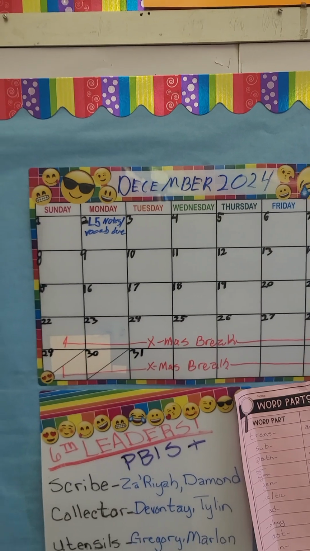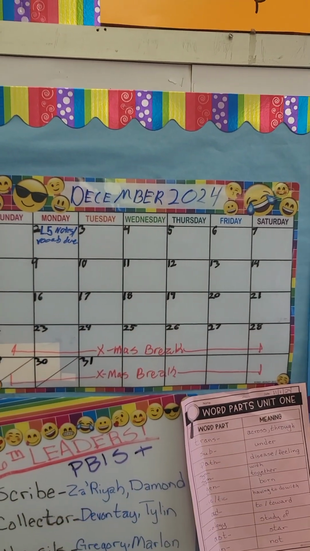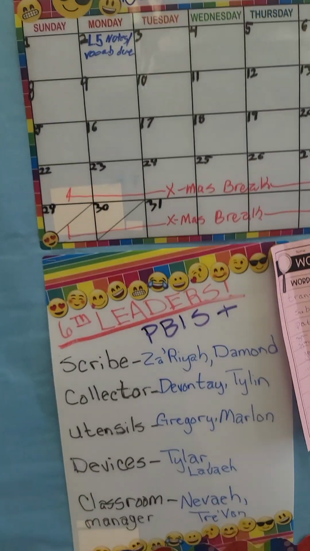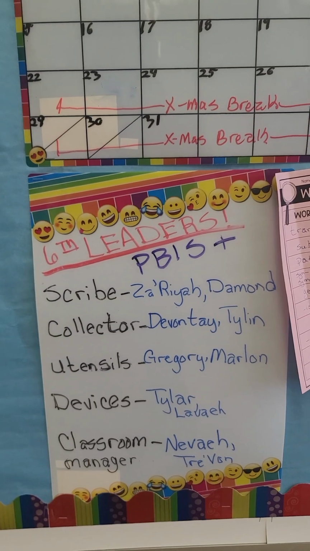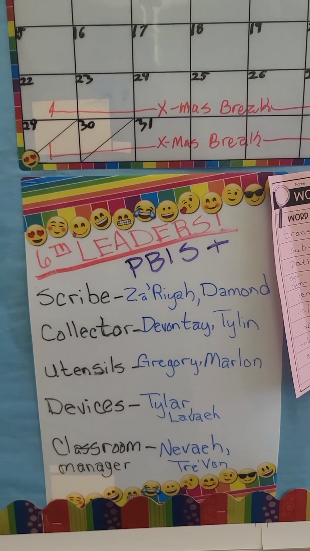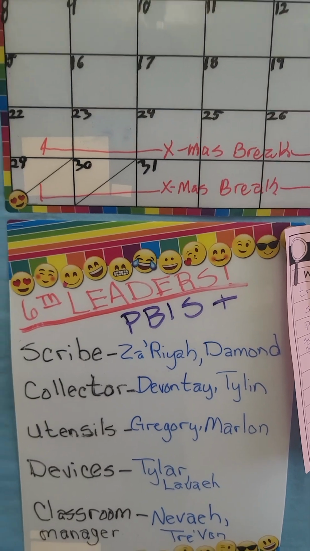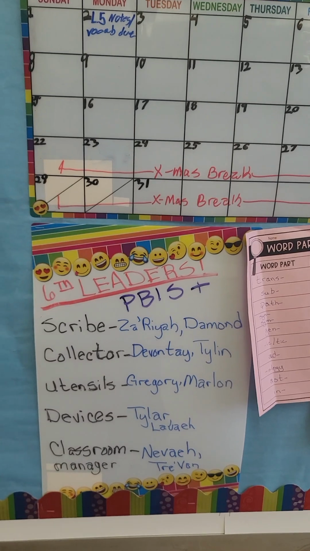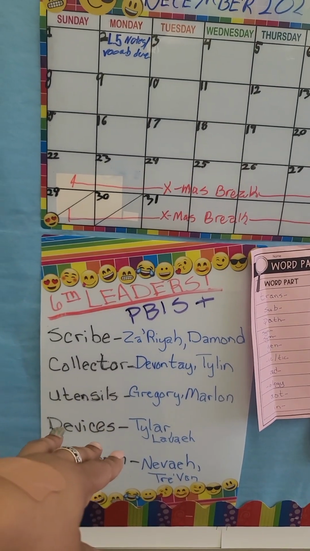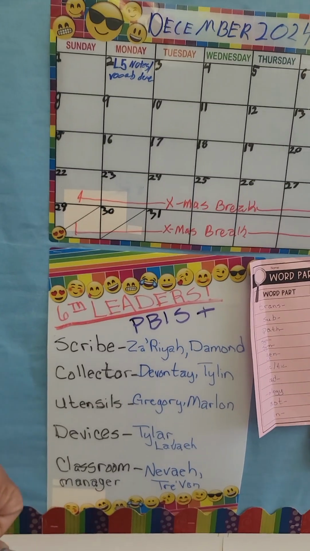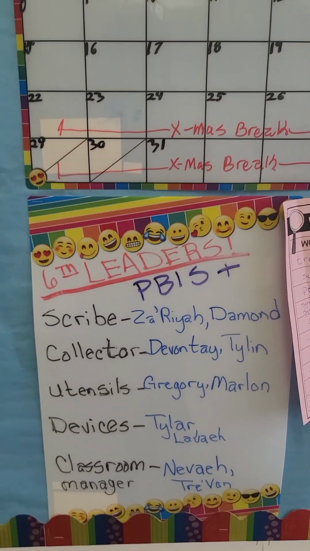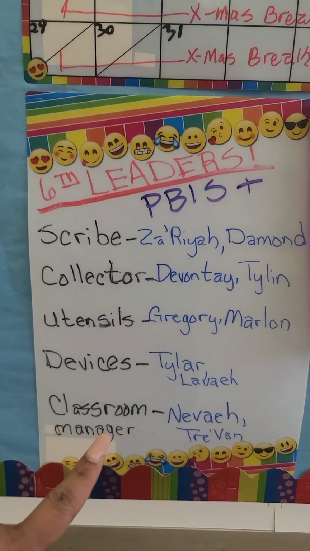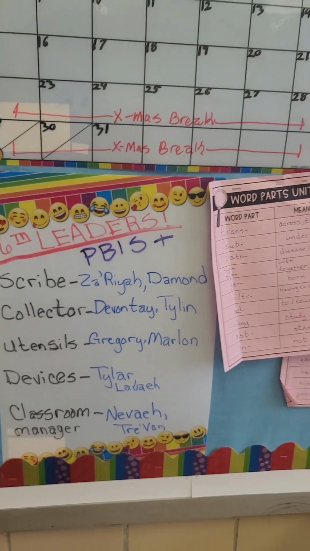We have our class calendar. December is here, so our due dates aren't on there yet. We just have the one assignment that was due. We have our leaderboard. For 6th, 7th, and 8th grade, all classes have leaders. So my scribe will be the student that helps me maintain their grade level board, collecting papers, utensils for my students who seem to not have a writing utensil. Maybe they're missing a highlighter for note taking. Doesn't matter, but we have utensils, captain, devices. The classroom managers help keep the classroom neat and organized.